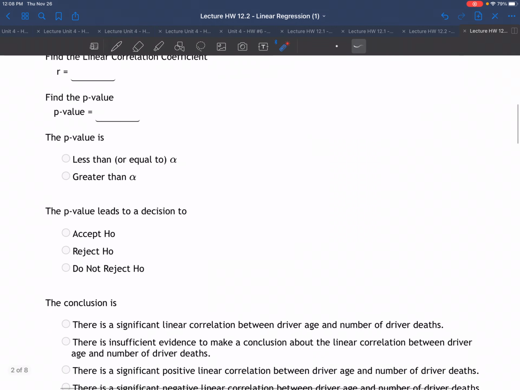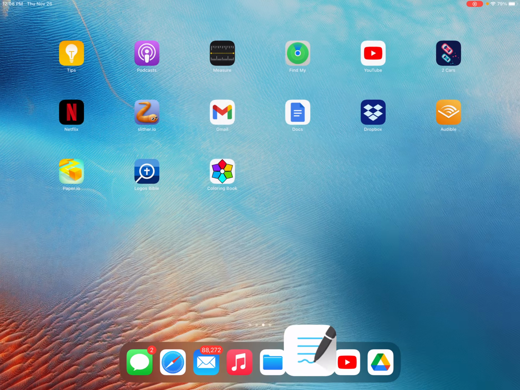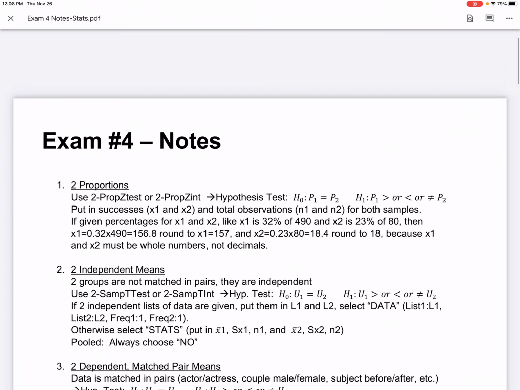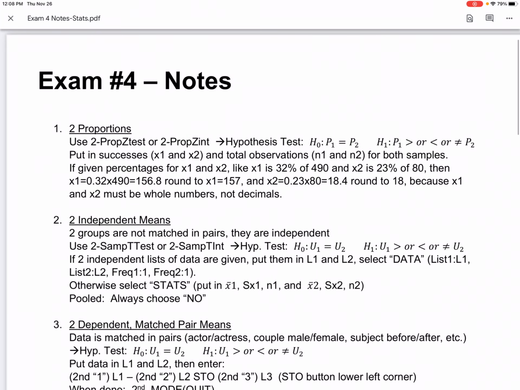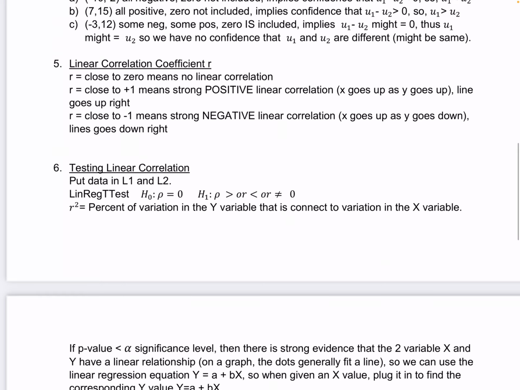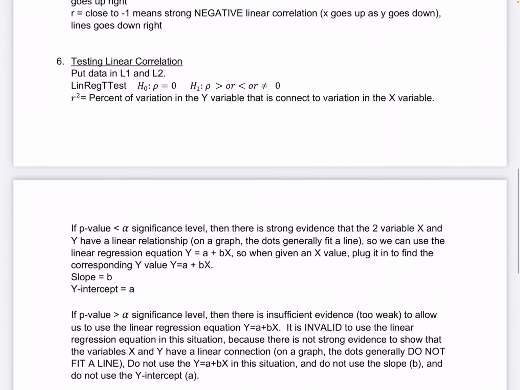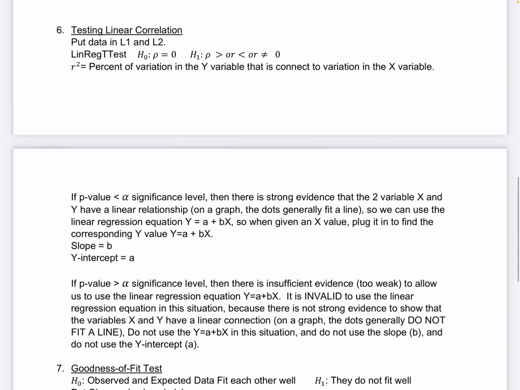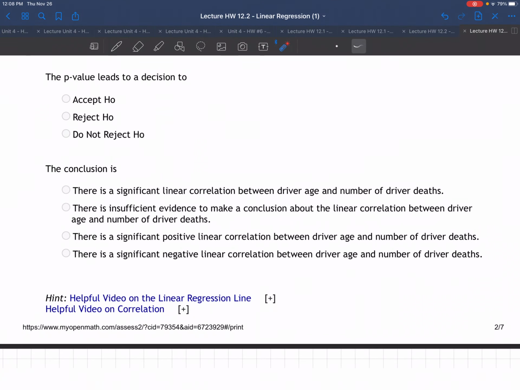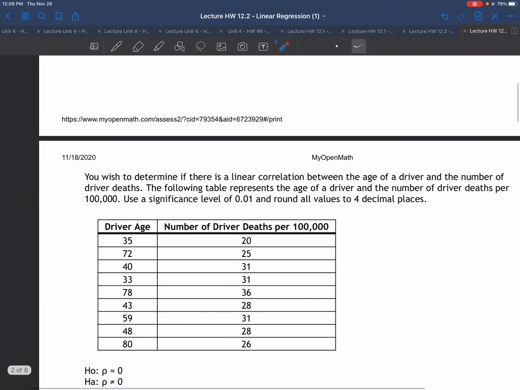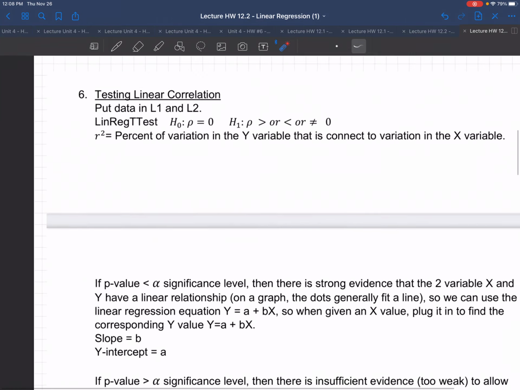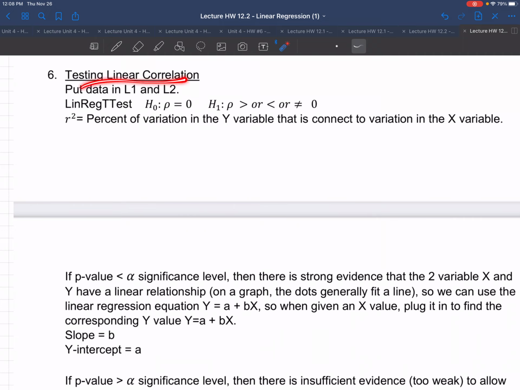Well, let's go to our notes. Let me show you right here. So here are the Exam 4 notes. That's what you should look at. Come on down to number 6, testing linear correlation. That's what we're trying to figure out. Is there a linear correlation? I have it down here for you already. And you see the name right here, right? Linear correlation. So on the test, you'd see linear correlation and go, oh yeah, I have to go to number 6 on the notes, testing linear correlation.